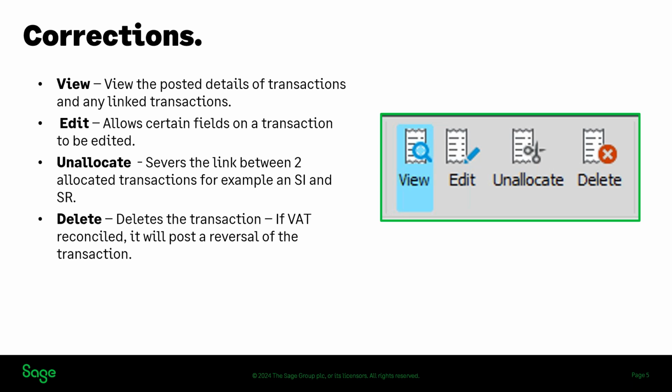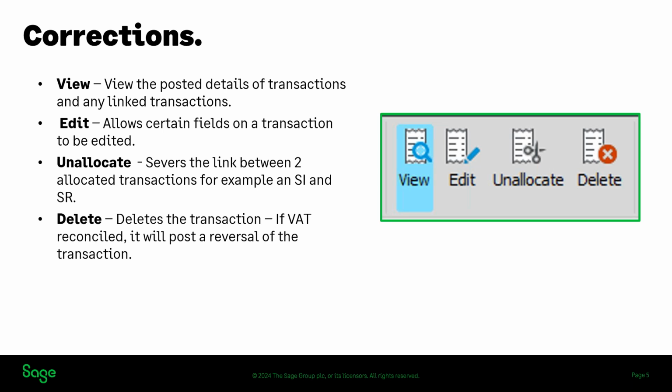So what we can see here is a little bit more detail. You can delve a little bit further. You can see all of the posting information, but also what's very useful is if it's linked to any transactions or allocated, you can also see the allocations on there too. We have the edit option. And the edit option allows certain fields on a transaction to be edited. That might be restricted depending on how that transaction was originally posted, whether it's VAT reconciled, and if it's been something that's been generated automatically in the software. But like I say, if you can't edit it, it's possible that there is another option for you in terms of a manual correction.